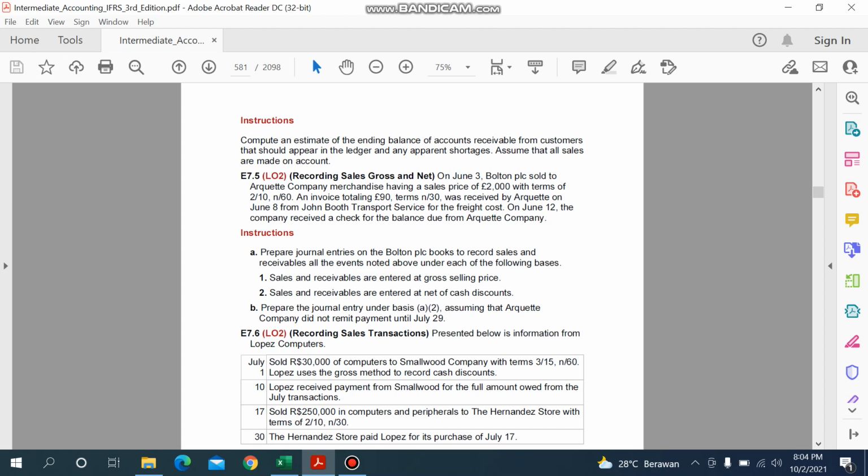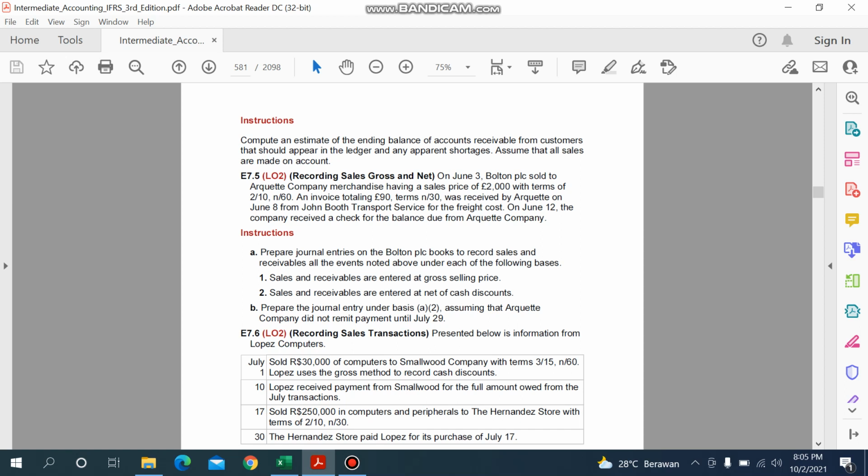So A. Prepare journal entries on the Bolton PLC books to record sales and receivables, all the events noted above, under each of the following bases. The first point, sales and receivables are entered at gross selling price. The second point, sales and receivables are entered at net of cash discounts. And then B. Prepare the journal entry under basis A.2, assuming that Arcade Company did not remit payment until July 29. So this is just the similar sales transaction that you have learned in accounting 2.